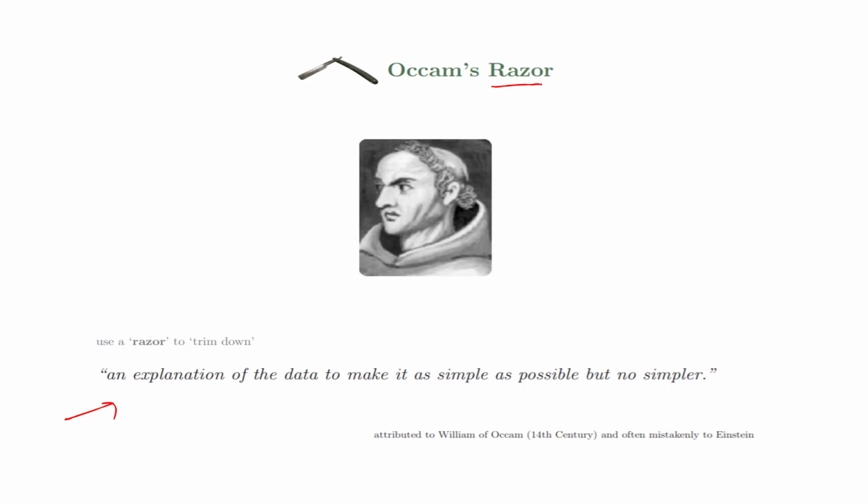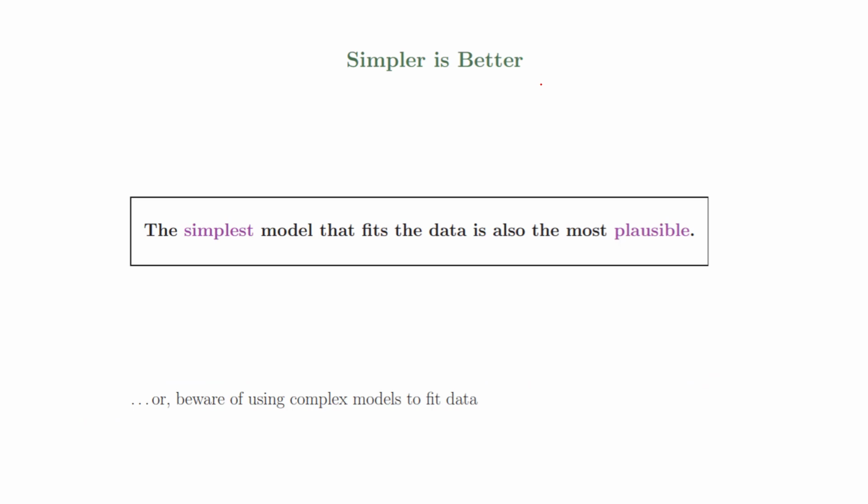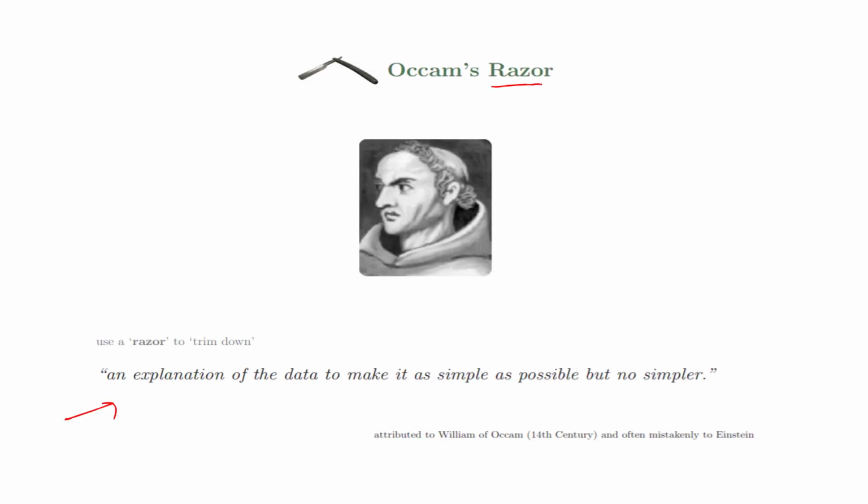So data is the essential part of any problem that we're trying to solve, and it must be explainable in the simplest form. That's the fundamental principle of Occam's Razor. Okay, so what does that actually tell us? Well, simpler is better, which means the simplest model that fits the data is also the most plausible. What does that mean in the context of learning? Well, the penalty for model complexity, which we introduced in one of the earlier lectures, is essentially something that's representing this Occam's Razor.